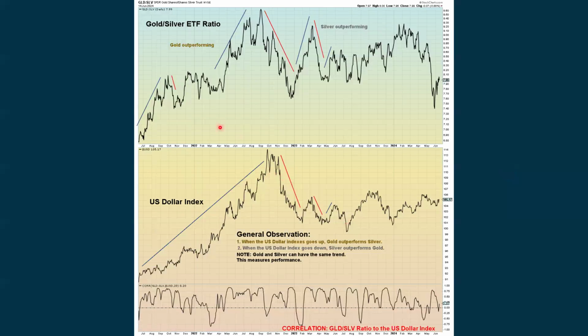Then we look at a gold to silver ratio on top. When this is going up, that means gold's outperforming silver. When this is going down, that means silver's outperforming gold. Then we plot the US dollar index in the middle, because sometimes there's a high correlation between the top chart and the middle chart. Right now, it's neutral, so it's not really giving us any insight.